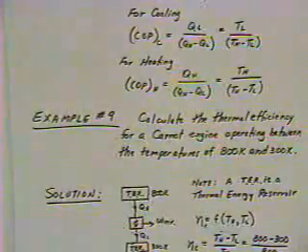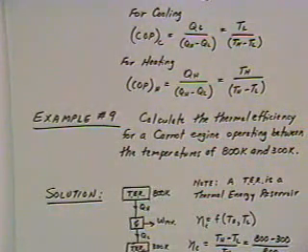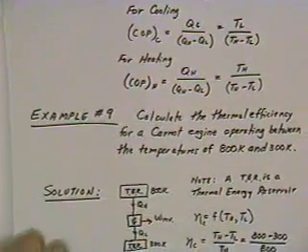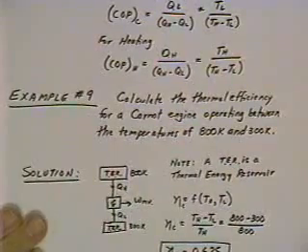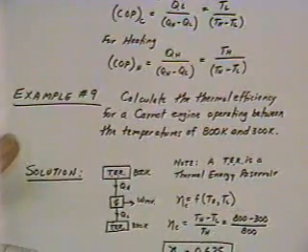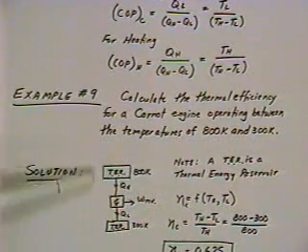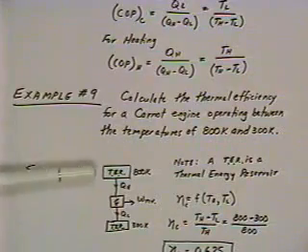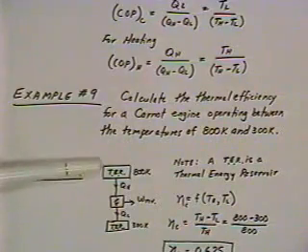Okay, so let's now take an example: the thermal efficiency of a Carnot engine operating between the temperatures of 800 Kelvin and 300 Kelvin. So we're talking about a Carnot engine here, so now we're talking about a power device, and for the solution, I like to sketch these things out so that we talk about having a thermal energy reservoir.